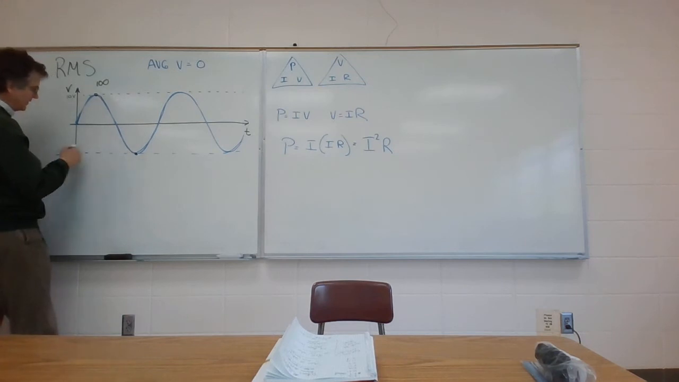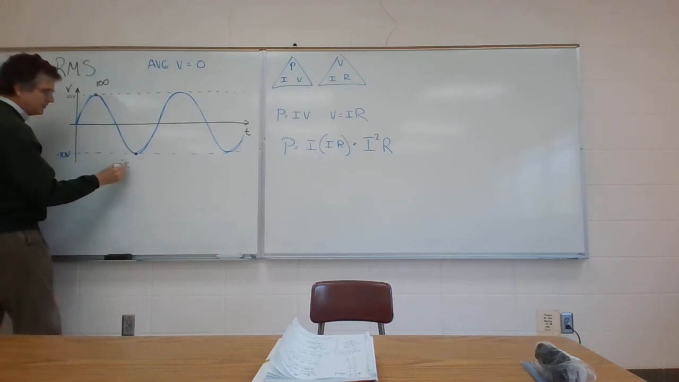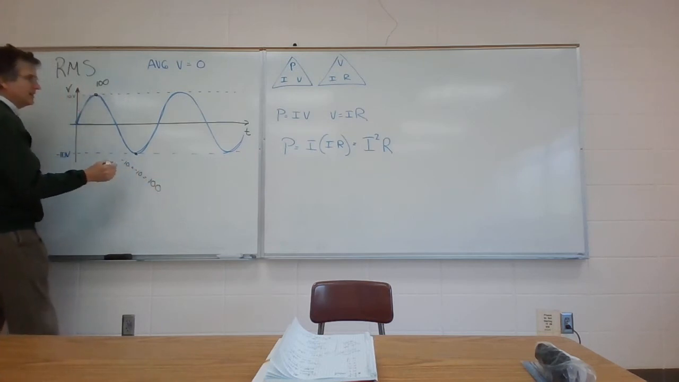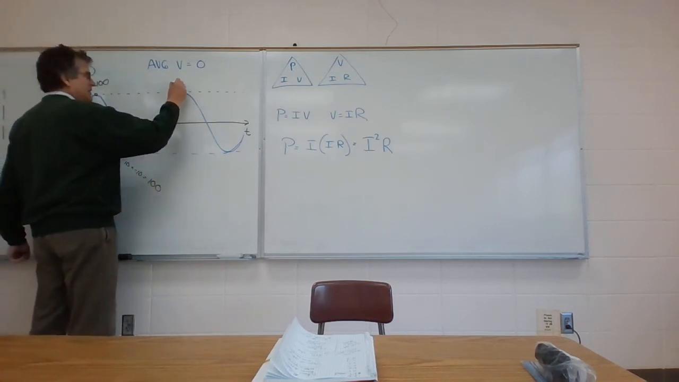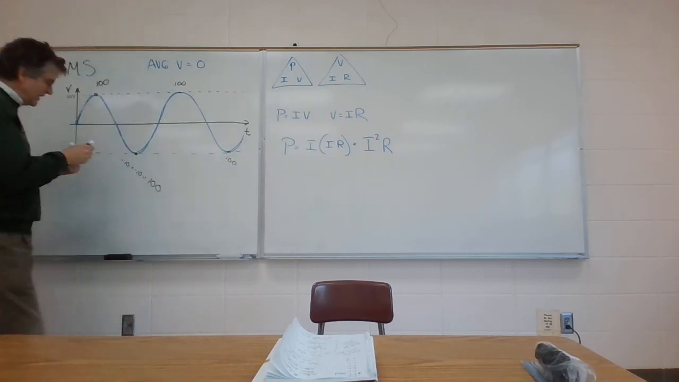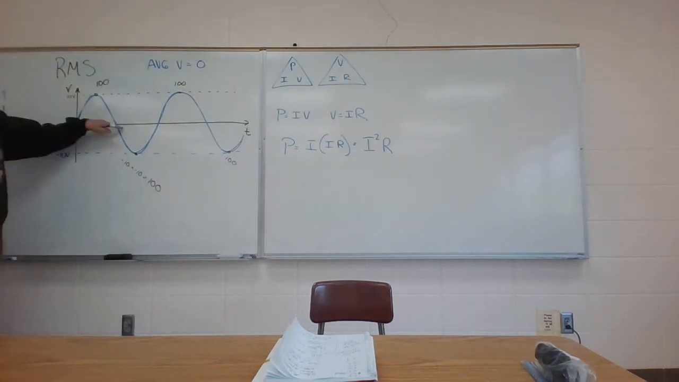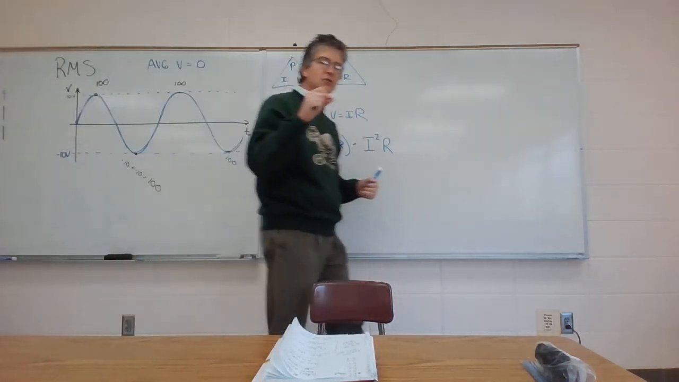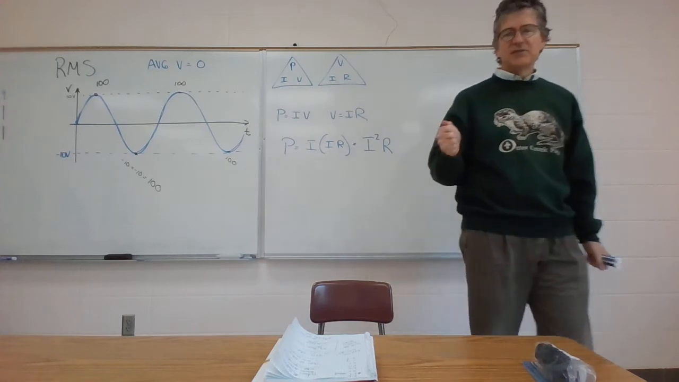Well, this is negative 10. What do I get if I square negative 10? Negative 10 times negative 10 is positive 100. And if I square 10 times 10, this is 100. So each of these peaks of voltage, if you square it, and the square is what's important for the power, you get a positive number.